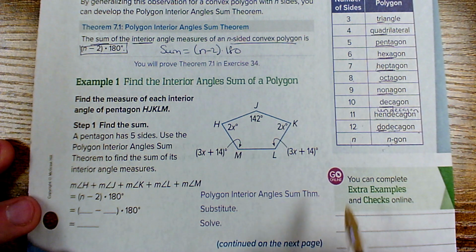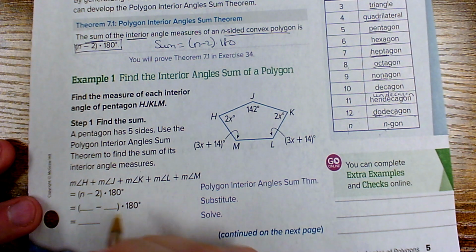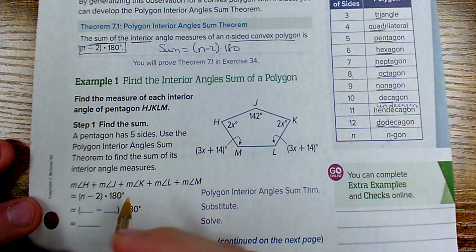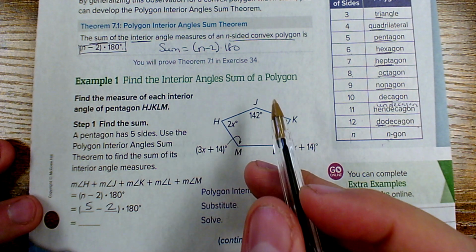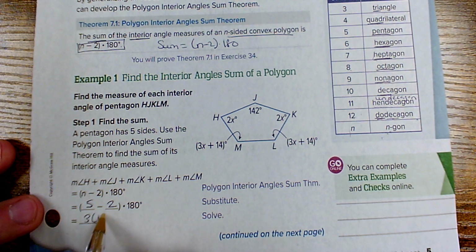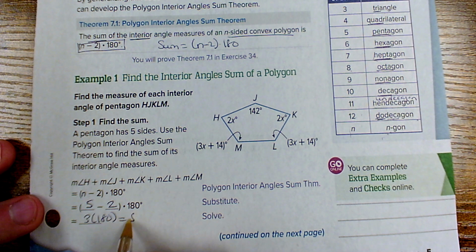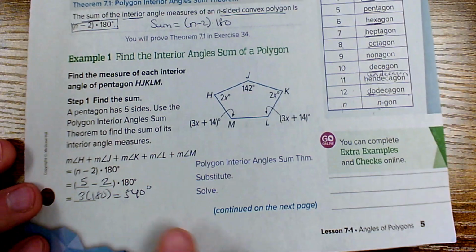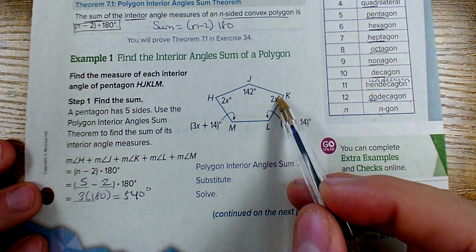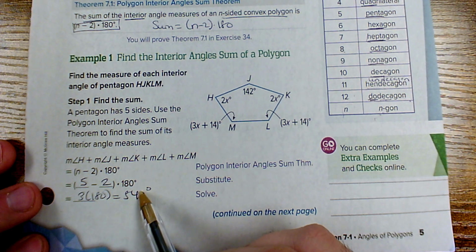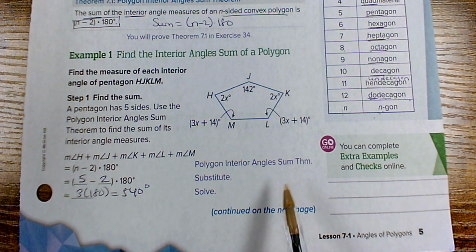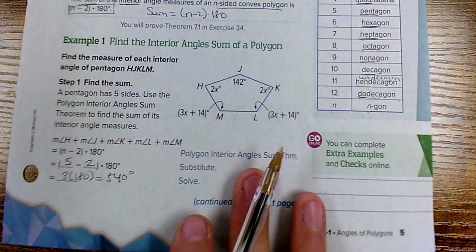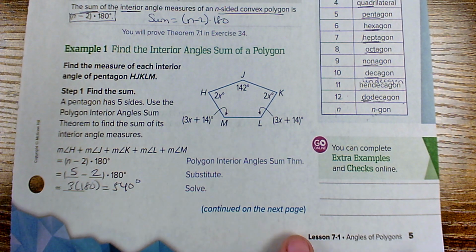So in this case, using this formula right here, 5 minus 2 times 180. And so that's 3 times 180, which is 540 degrees. So we know that each of these angles has to add up to 540 degrees. All right, and then we're going to add these up and set it equal to 540. And we're going to continue this on the next page here.